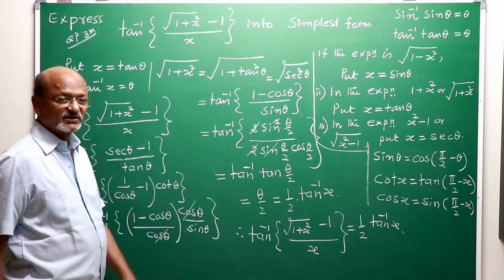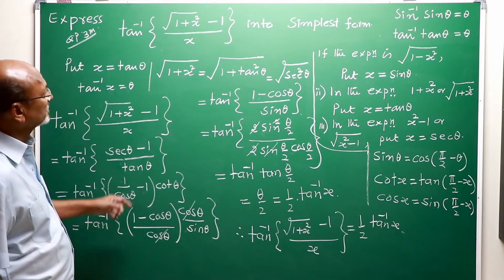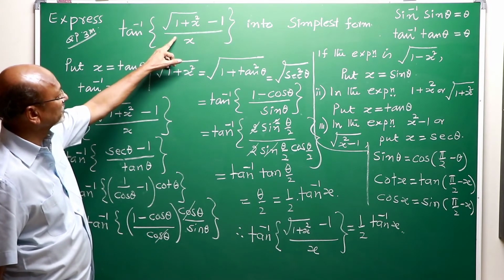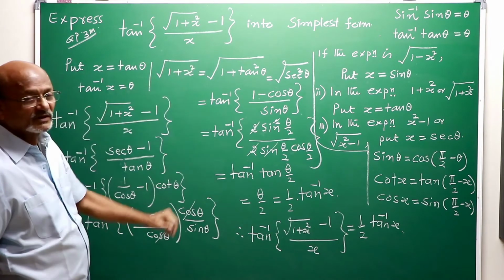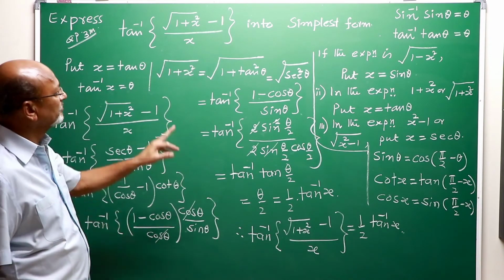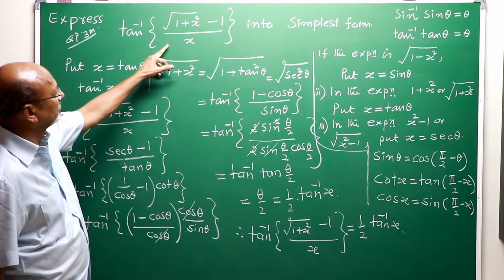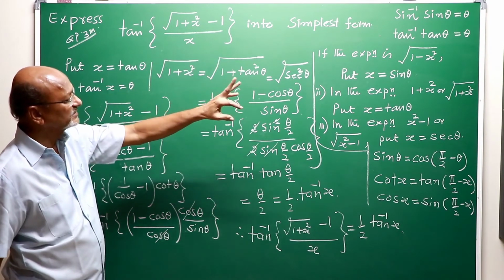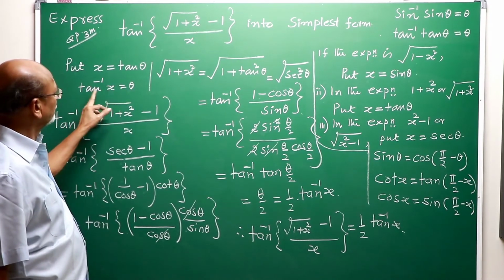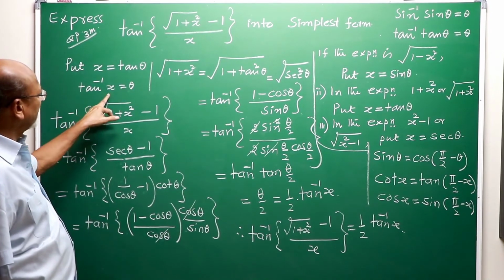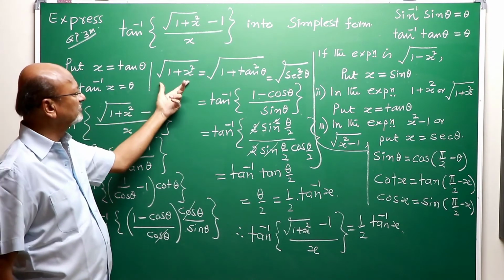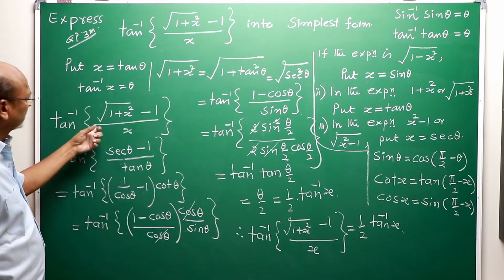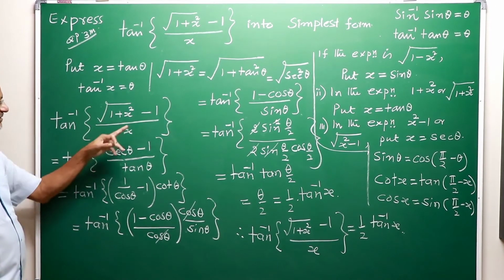I explain once again. Listen. Have concentration. See. Express tan inverse of root 1 plus x square minus 1 upon x in the simplest form. My friends, what is 1 plus x square? Substitution is x equal to tan theta. Bring this side, tan inverse x is theta. Substitute the value of this: square root of sec theta, consider this is sec minus 1.